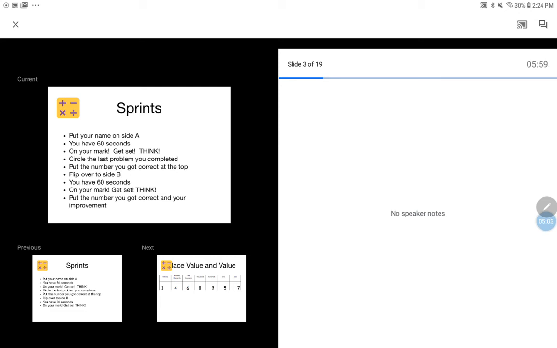6, Yes. 30, Yes. 27, Yes. 12, Yes. 24, Yes. 15, Yes. 21, Yes. 18, Yes. 30, Yes. 15, Yes. 18, Yes. 3. All right, write the number that you got correct at the top. Hold on. I was behind and I messed up.